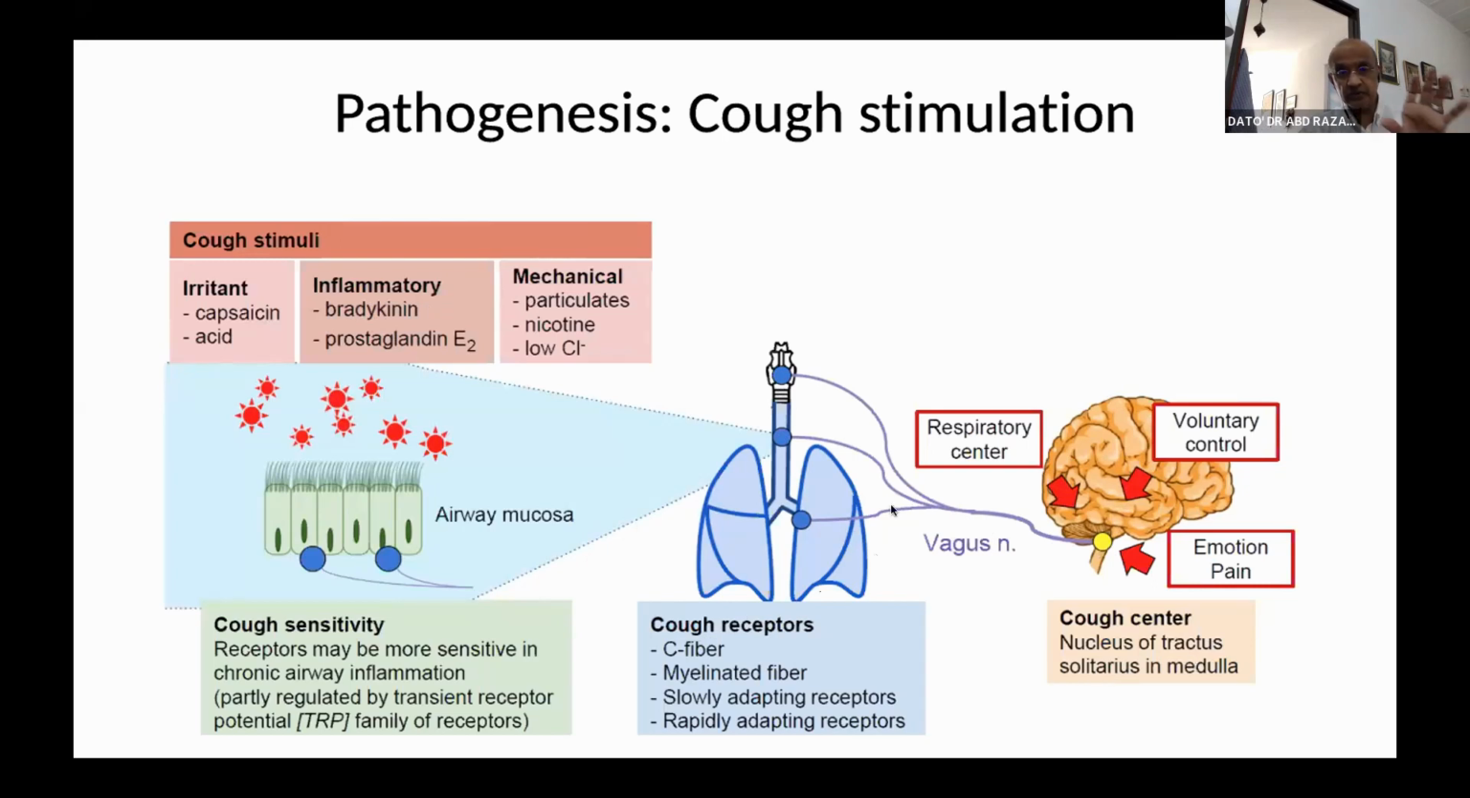So this whole thing looks simple, but it's very complicated. If you want to know why they cough, it can be anywhere. Okay? It can be anywhere that they actually can cough.